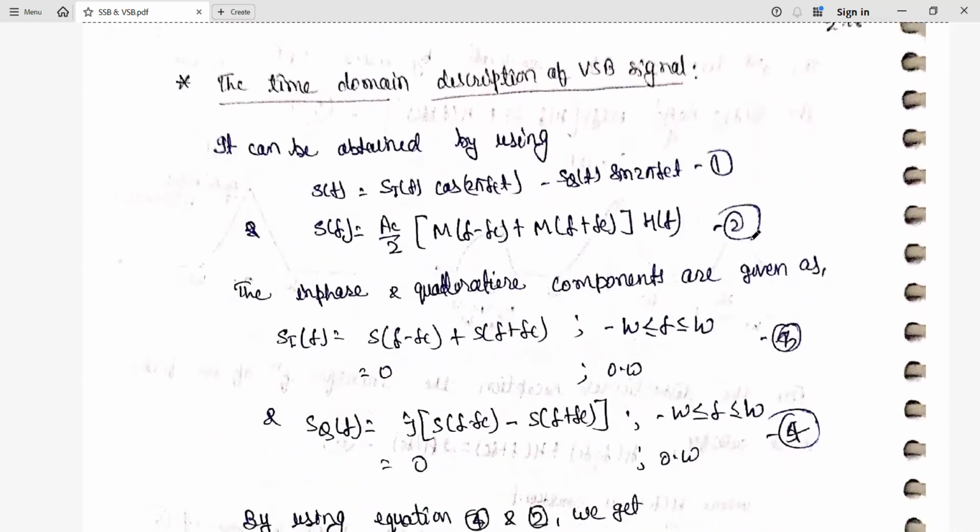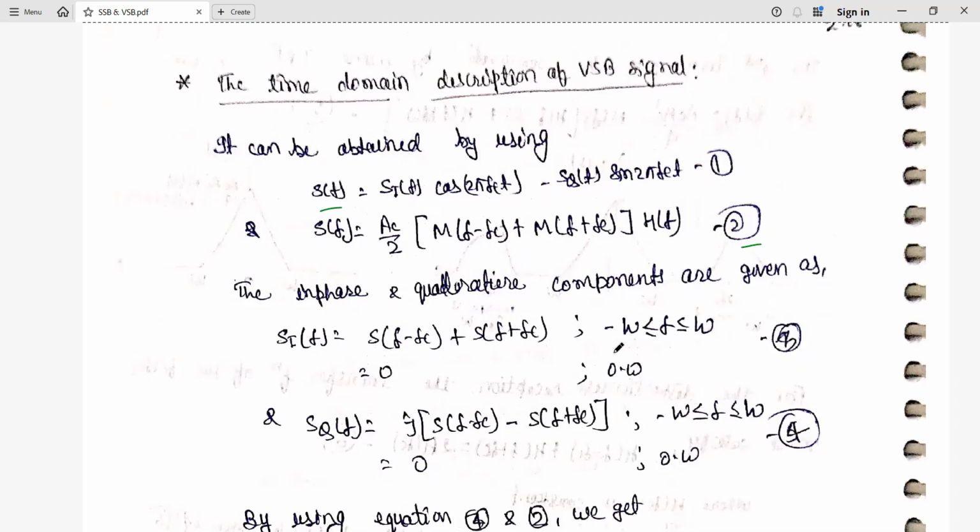Now we have the time domain description of the VSB signal. Like the discussion about the SSB-SC signal, we have in-phase components and quadrature components. So a similar discussion applies here. S of t is the modulated wave, S_I of t cos 2 pi fc t minus S_Q of t sin 2 pi fc t, in-phase and quadrature, and the frequency transform, like we have seen earlier, is equation 2. Now how we are going to write these in-phase and quadrature components is the important part.